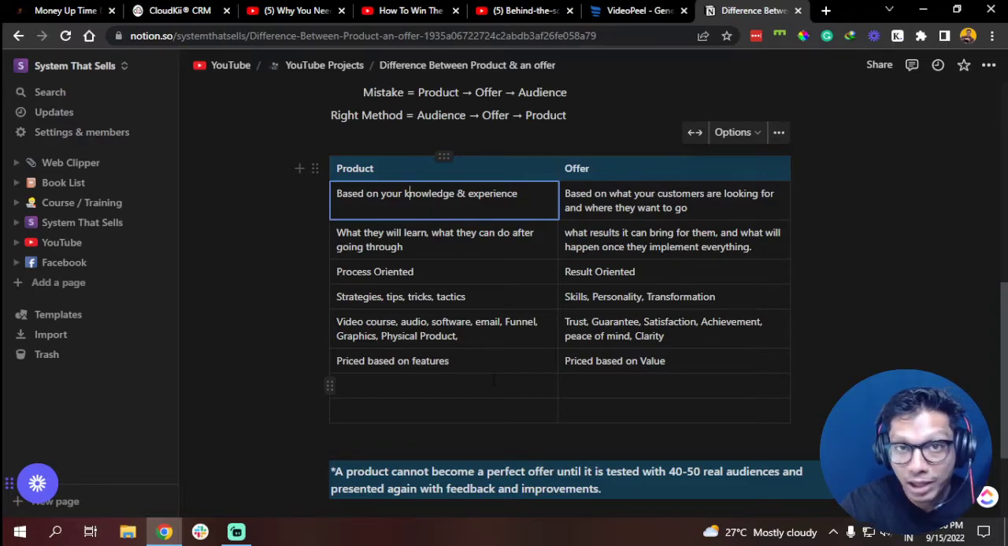It is not based on their experience, and that's why they struggle to sell it, because they don't actually know how it works. They just copied it from someone else and try to sell it. So remember, whenever you're creating any product or service, it has to be based on your own knowledge and experience, because that is how you can make it your own. This is how you can make it unique and different from other people. Okay, so this is the product.